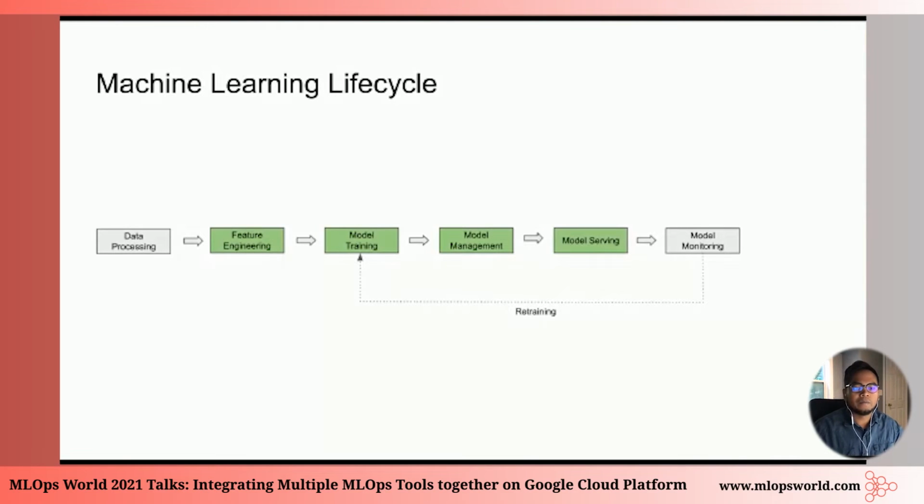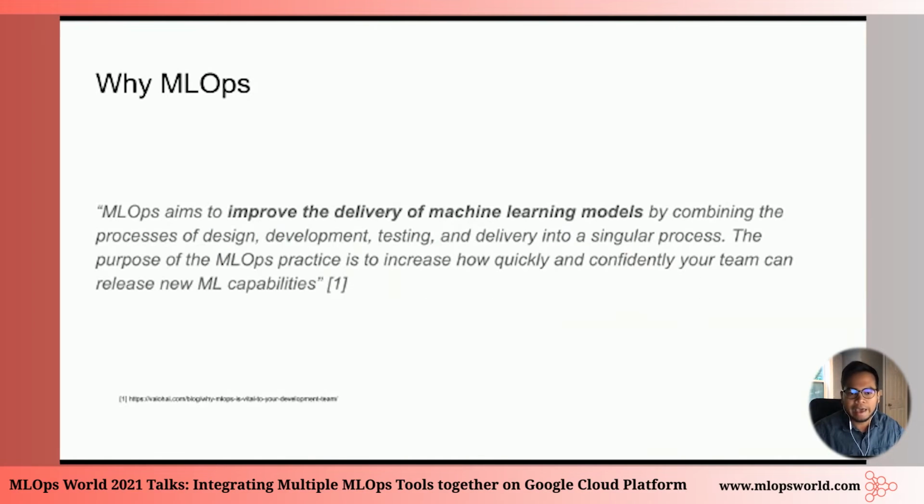Okay, so why are we talking about MLOps? MLOps gives us the ability to improve the delivery of machine learning models. So you have a very consistent process, starting from design and development of our machine learning application to serving it in production. And MLOps gives us the ability to iterate over our development cycle very quickly.